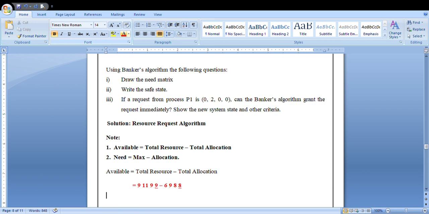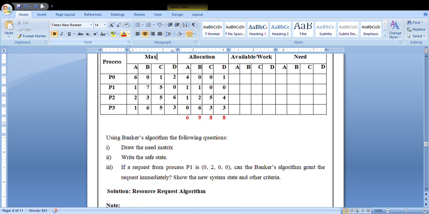This is the total allocation value. So what is the available resource you got from this? Once you subtract it, 9 minus 6, it's 3. 11 minus 9, 2. 9 minus 8, it's 1. So the available value for this is 3211. Initially the available value is 3211.